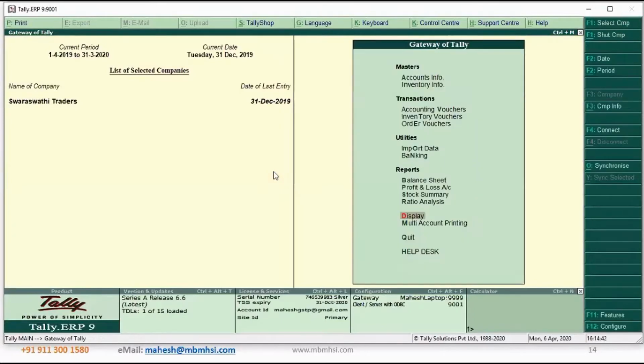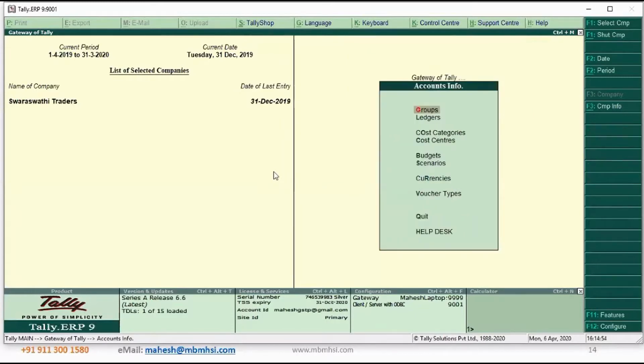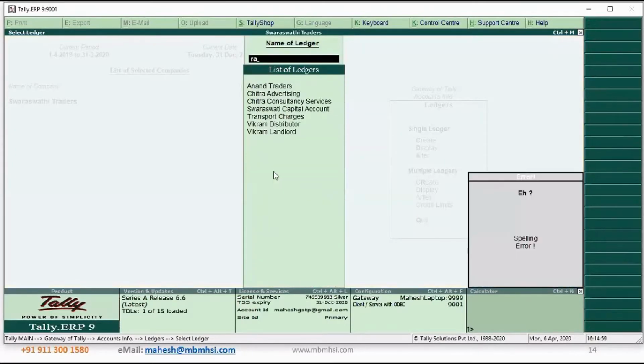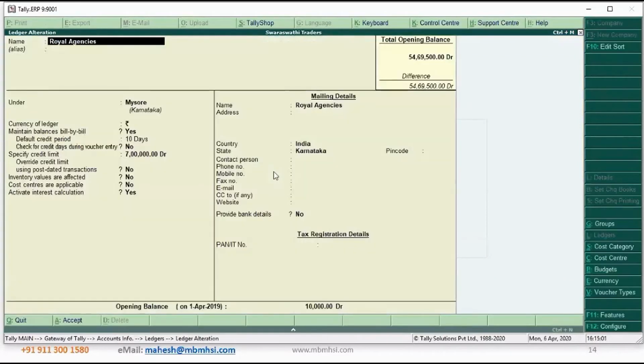So you have set the advanced parameters. Once you set them up, you can go to the ledger and do the necessary configuration. Go to Accounts Info, Ledger, Alter. For example, Royal Agencies. Here you get one more option after enabling interest calculations: Activate Interest Calculation.